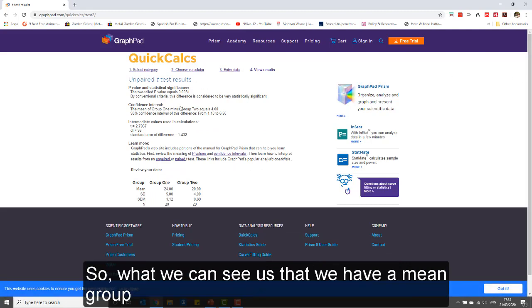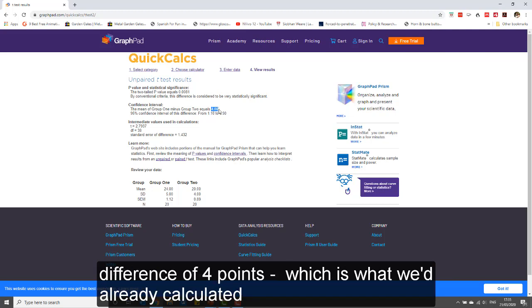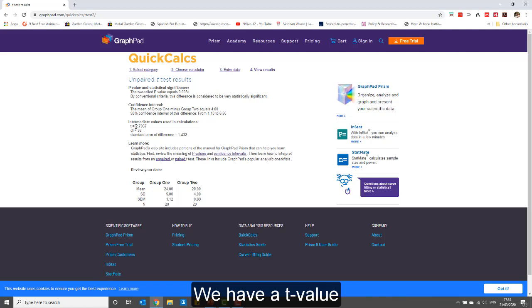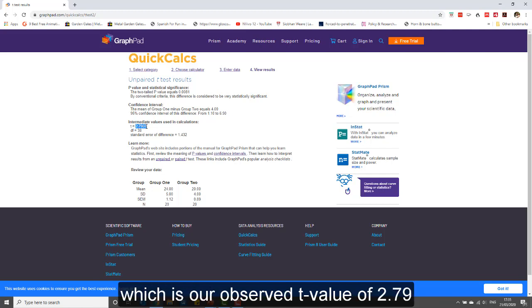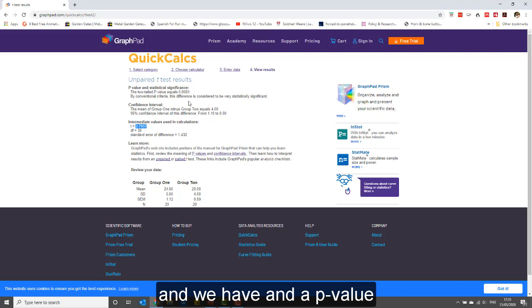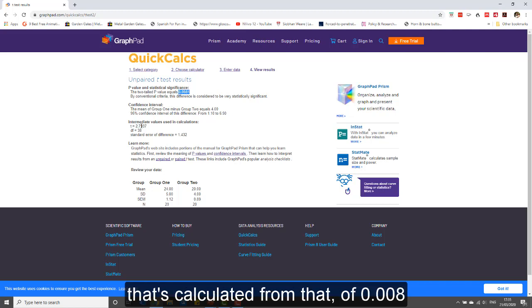So what we can see is that we have a mean group difference of 4 points, which is what we'd already calculated. We have a t-value, which is our observed t-value of 2.79. And we have a p-value that's calculated from that of 0.008.